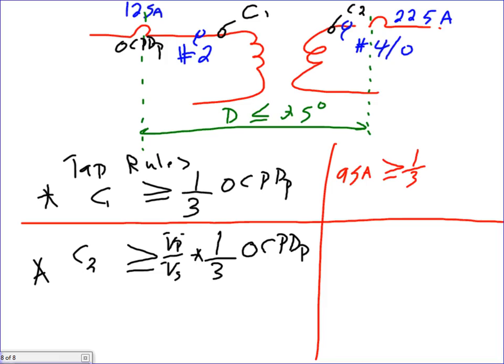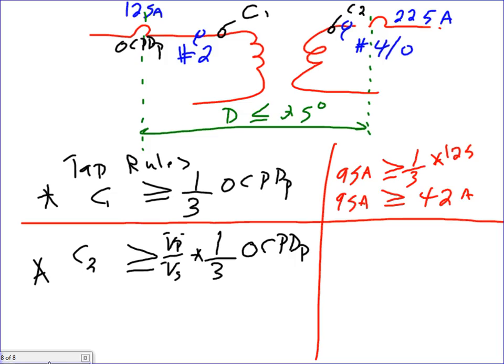What's the overcurrent protection device? 125. Can anybody do the math for me? 42 amps. So it has to be equal, 95 amps. Is 95 amps that we sized for more or equal to 42? Yes. If it's not, then you have to up your conductor. So we checked rule number 1.